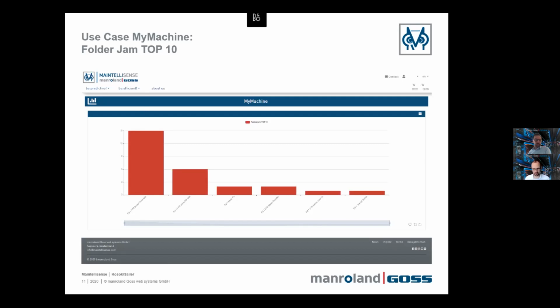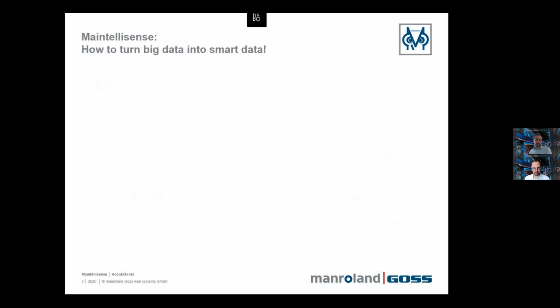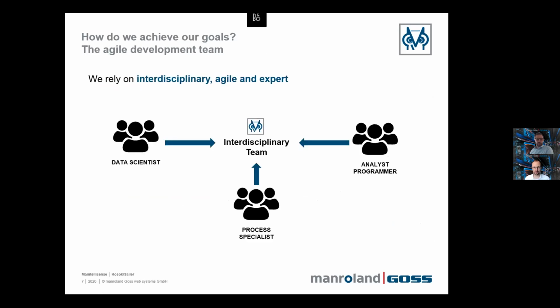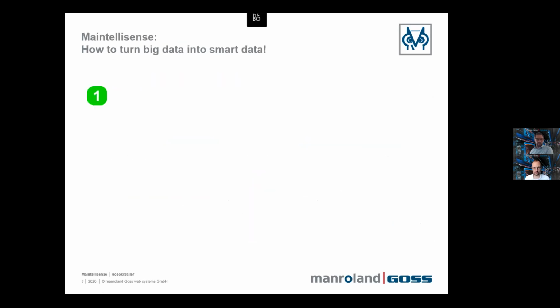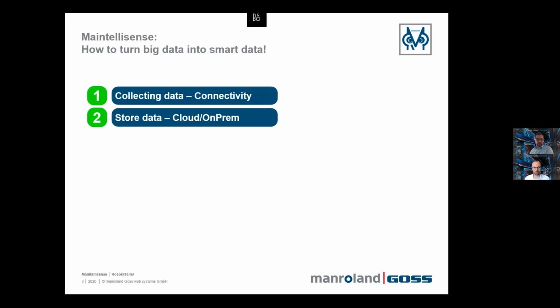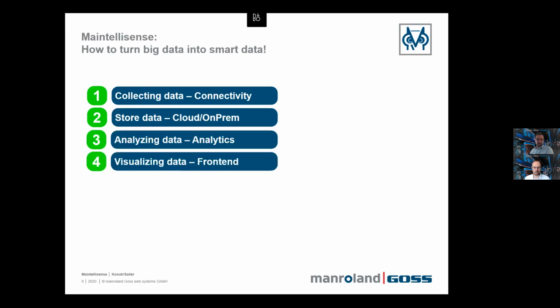Yeah, how do we do that? How do we gather that information out of your press? Basically, we collect the data from your press, store it in the cloud. We can as well do it on premise locally, but we prefer cloud. Then we do the analytics, and then we display that on the front end.